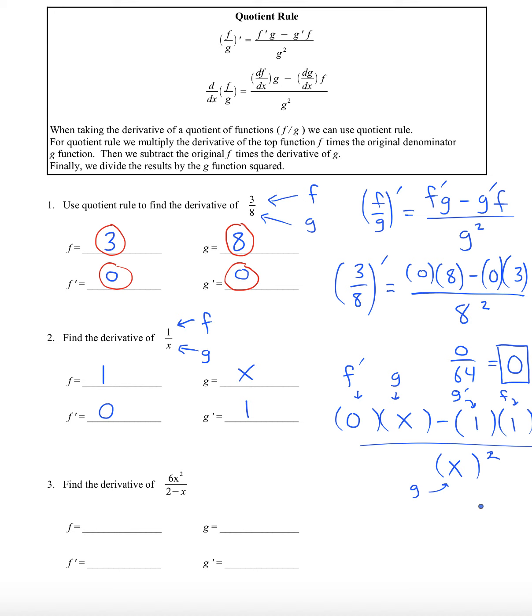Okay, as you can see, we're going to get negative 1 over x squared, which actually is the correct derivative for 1 over x.